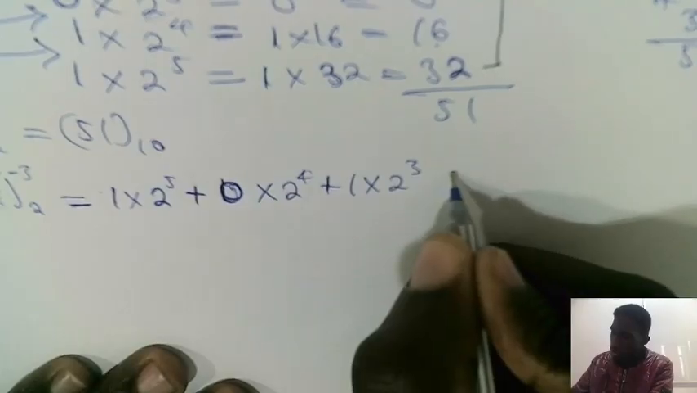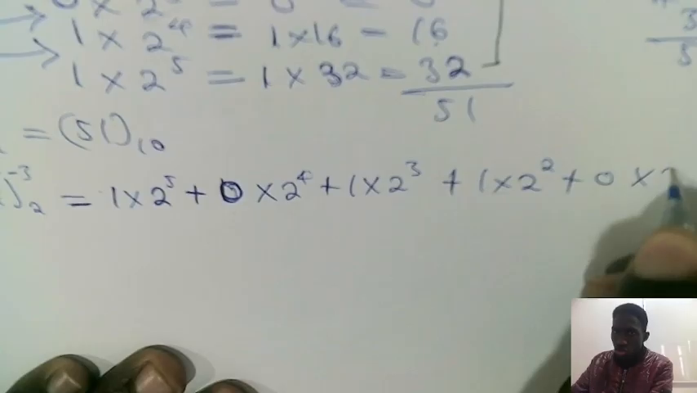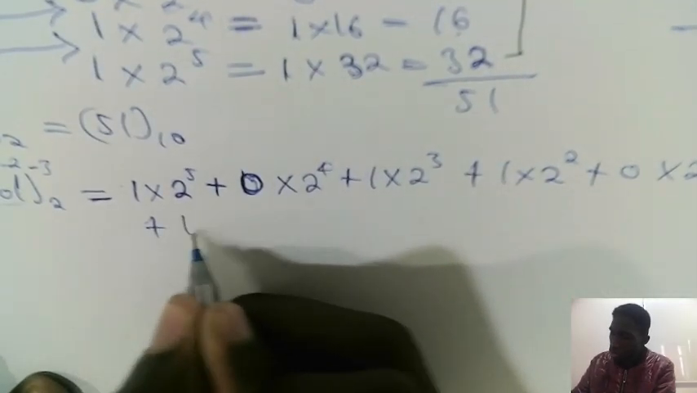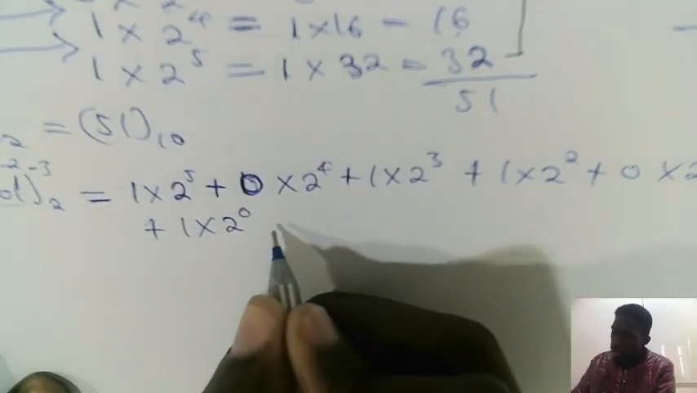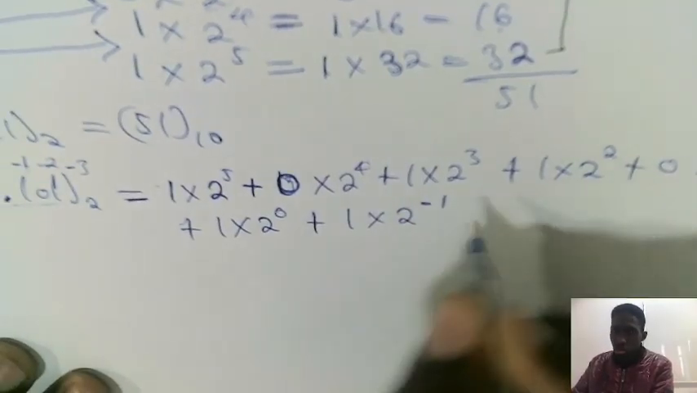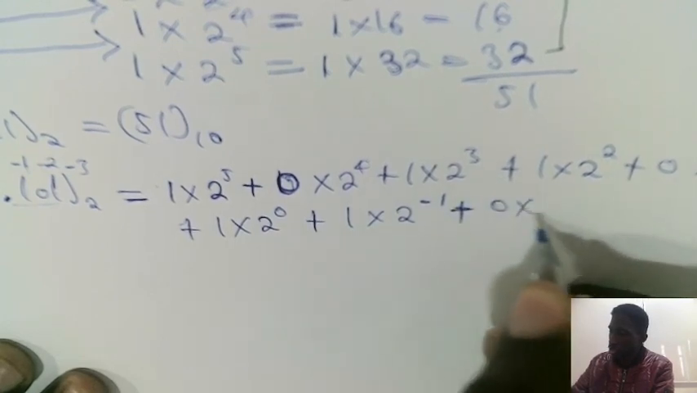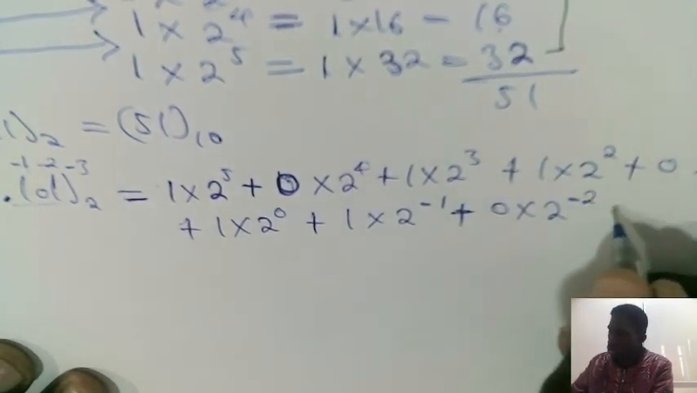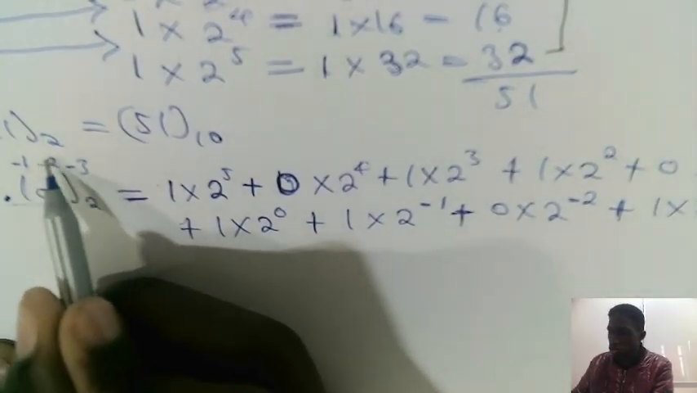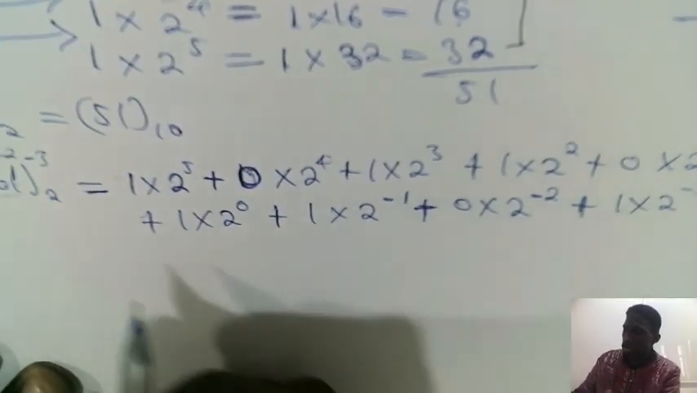Okay, we have plus 1 times 2 to the power 2 plus 0 times 2 to the power 1, plus 1 times 2 to the power 0 plus 1 times 2 to the power -1, plus 0 times 2 to the power -2 plus 1 times 2 to the power -3. So that's how we're going to do it.